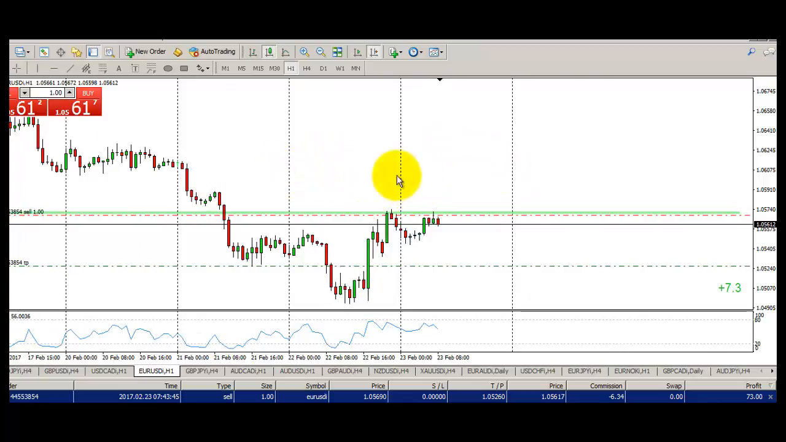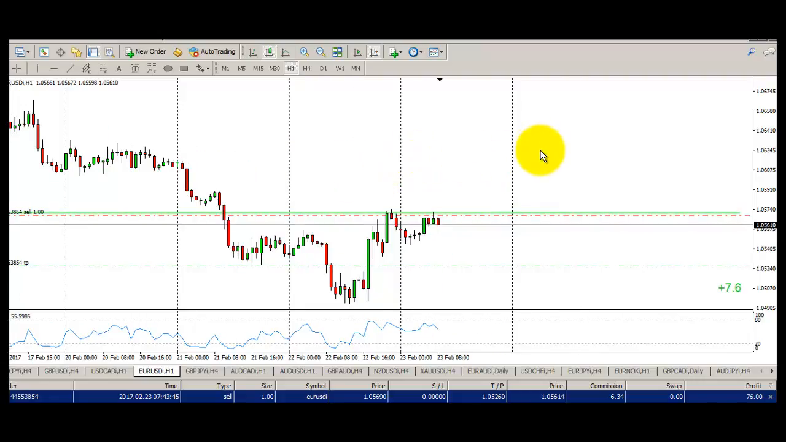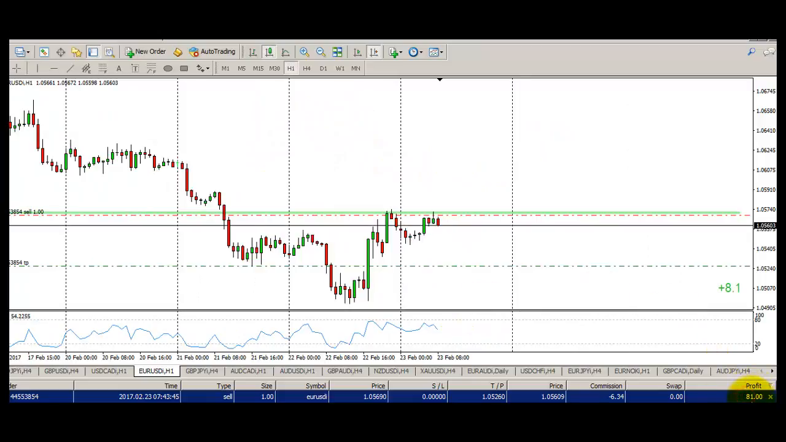This is the kind of pattern that we speak about in our course. So if you're on this lesson already, which is probably lesson number 18 or 19, then you would have noticed this pattern developing and taken advantage of it. As you can see, we're already up $81, so that's quite good.